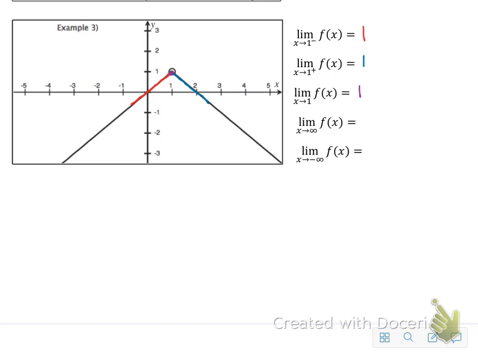And it's not actually defined there. If you look, that is an open circle, right? So because that's an open circle, that has no impact on whether or not the limit actually exists. What matters is that from the left it's going to 1, and from the right it's coming to 1. Now let's find the limit as x approaches infinity. Okay, well, it's going down forever and ever on the right, so that'll be negative infinity. And if you look on the left, as I draw this, going to the left, it's going to go down forever as well. So that is also negative infinity.